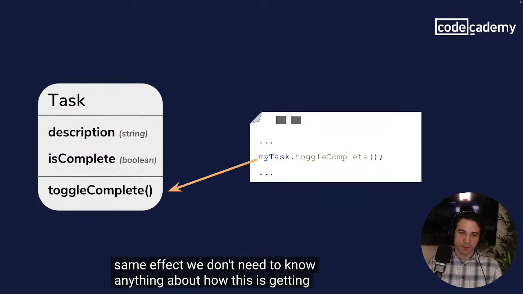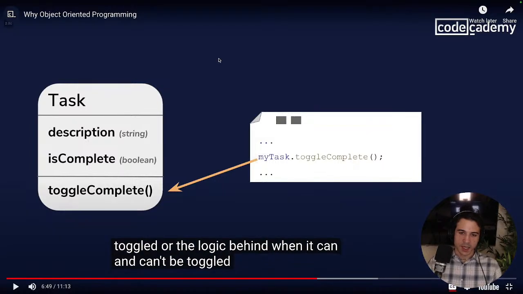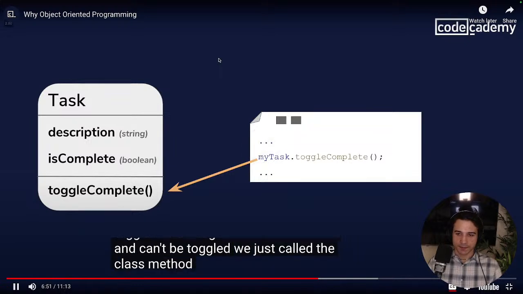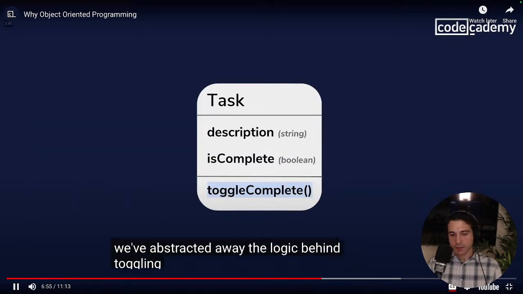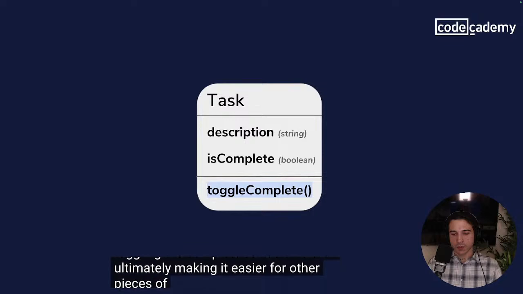We don't need to know anything about how this is getting toggled or the logic behind when it can and can't be toggled. We just call the class method, my task dot toggle complete, and it works. In this case, we've abstracted away the logic behind toggling the complete status on a task, ultimately making it easier for other pieces of code to perform that action.